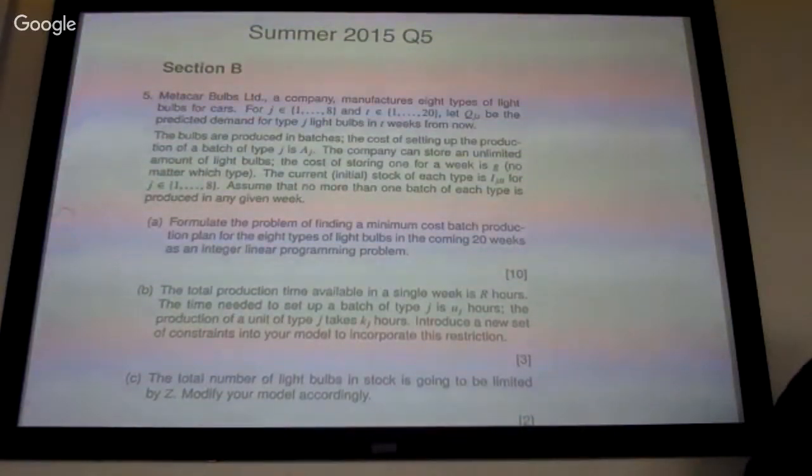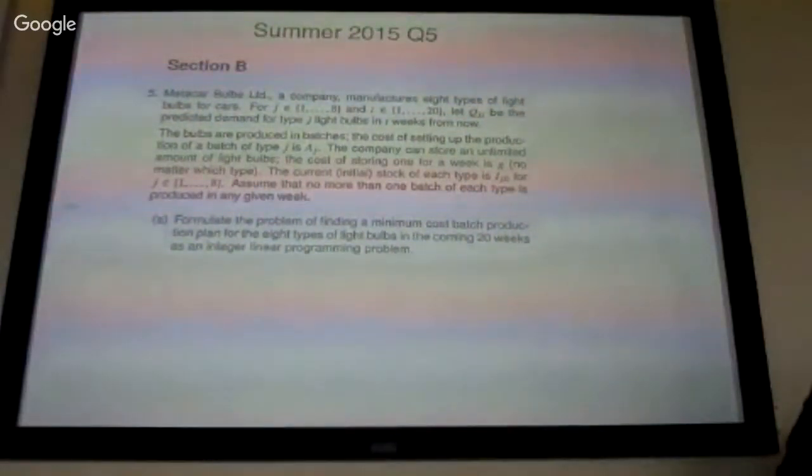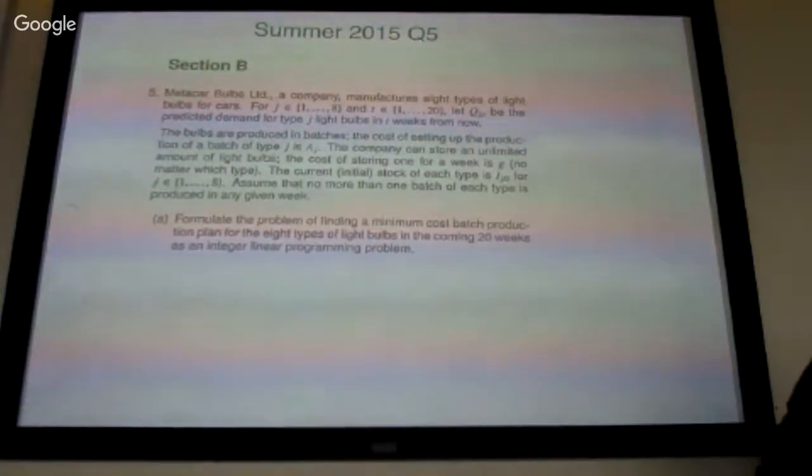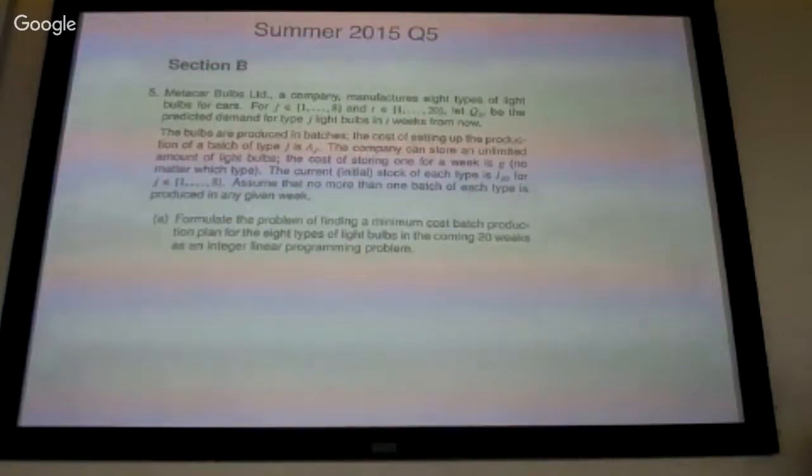Have you read through it? Yes. Excellent. So what does it remind you of? What does it say? In general, there aren't so many different models that we've done that lead to an integer or linear programming formulation, are there?